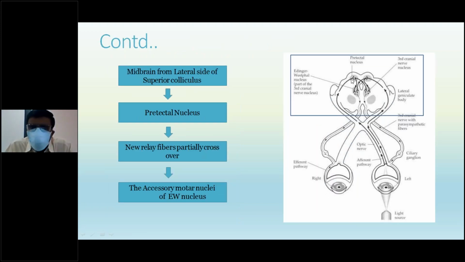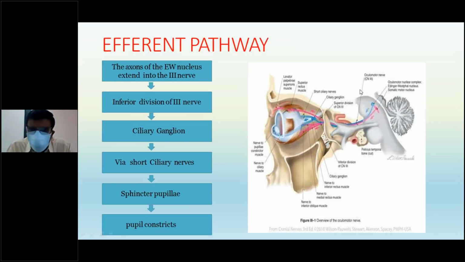This is the pretectal. I have already told you it reaches the pretectal nucleus. From the pretectal nucleus, it reaches the Edinger-Westphal nucleus of both sides through the internuncial fibers. This is the afferent pathway.